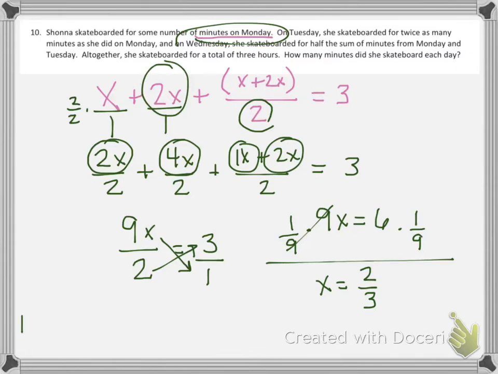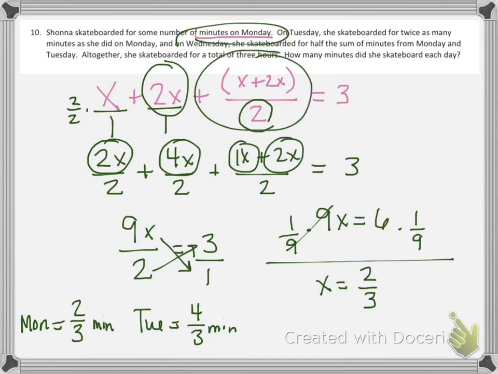So I'm going to put over here Monday equals 2/3 of a minute. And Tuesday was 2 times that, so that would be 4/3 of a minute. And then on Wednesday was this expression. So I've got 2/3 plus 4/3 would give me 6/3. That's 2. And 2 divided by 2 is 1. So on Wednesday, she skateboarded for 1 minute.